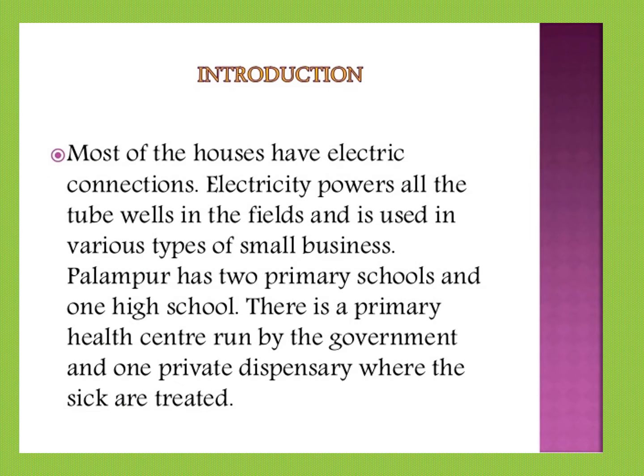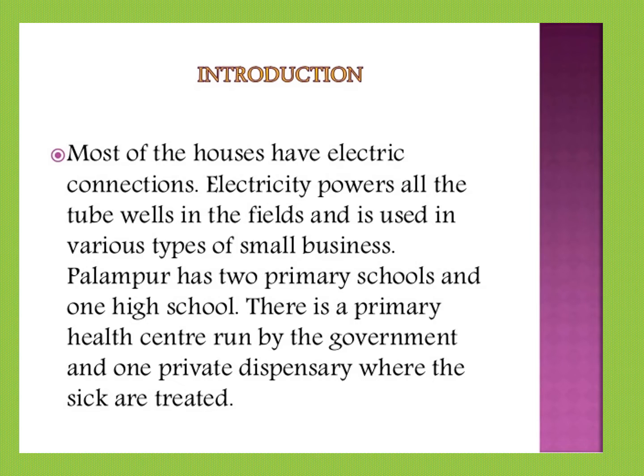Most of the houses have electric connections. Electricity powers all the tube wells in the fields. It is used in a variety of small businesses. Palampur has 2 primary schools, 1 high school. There is a primary health center run by the government and 1 private dispensary where the sick are treated.